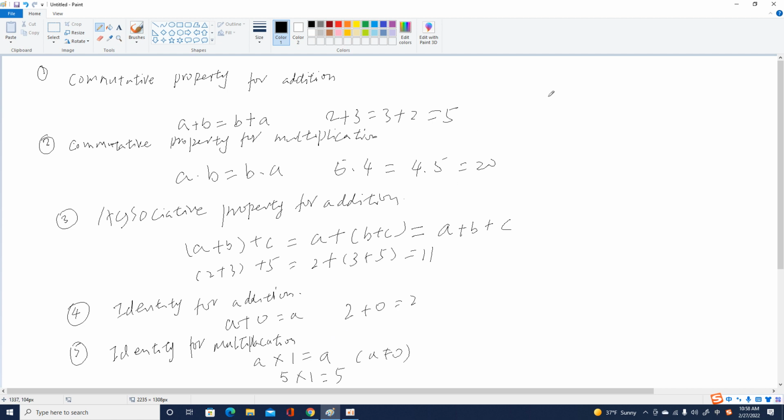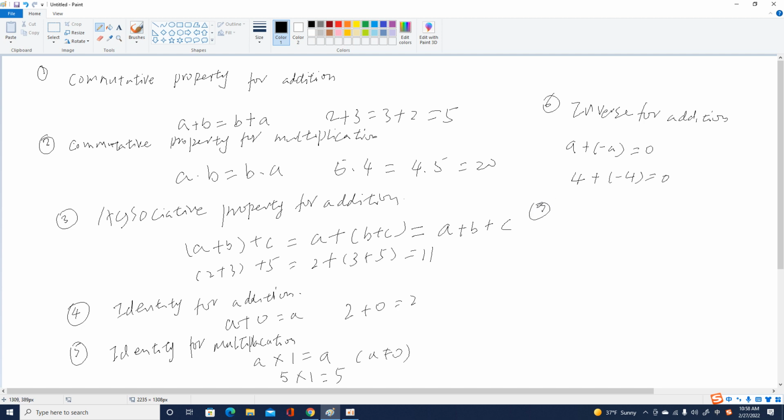The sixth property is called the inverse for addition. For example, you see a plus negative a equals 0. So you see the a and the negative a, their sum equals 0. I can give an example: 4 plus negative 4 equals 0. Okay.